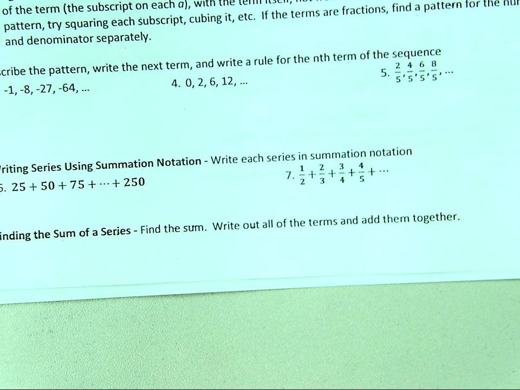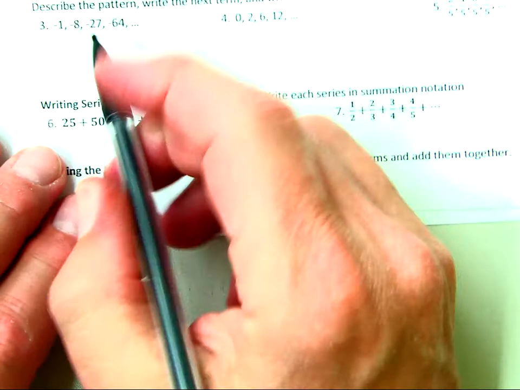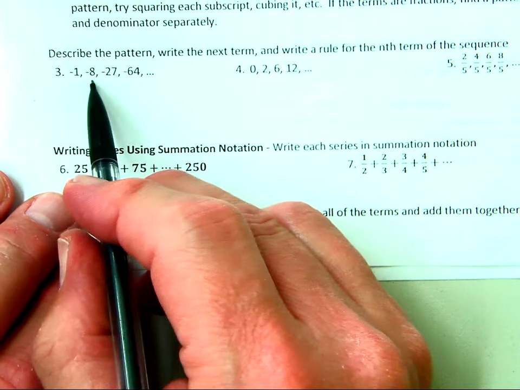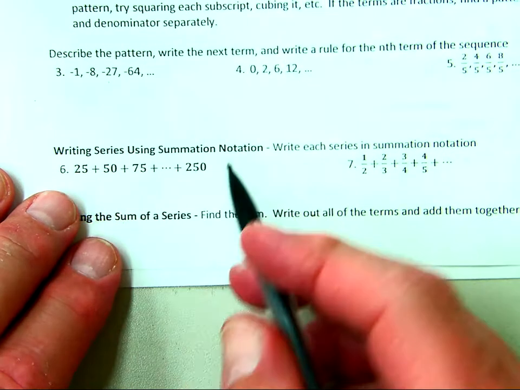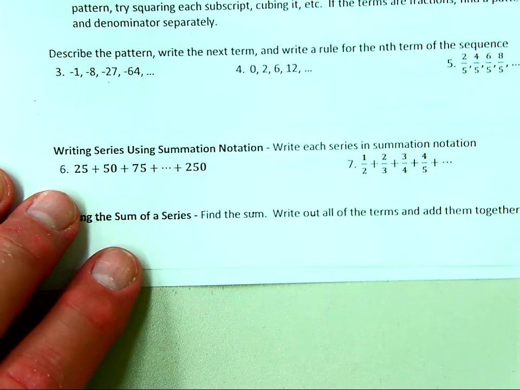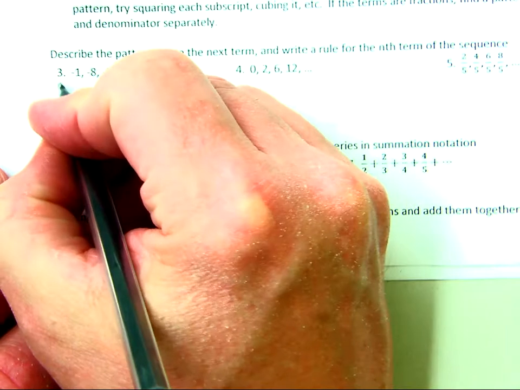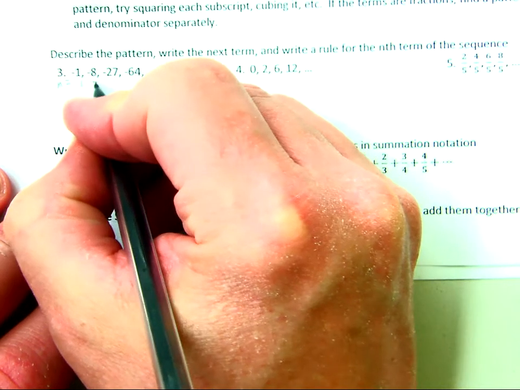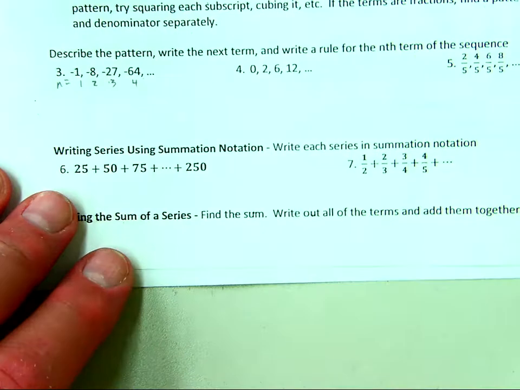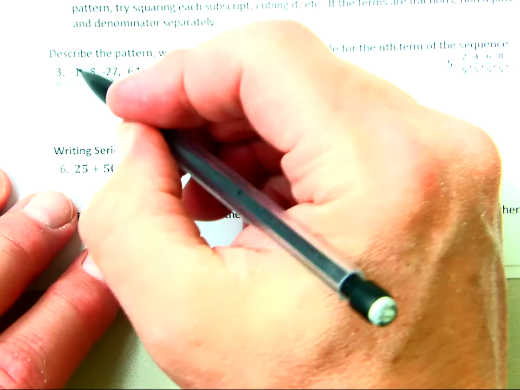Like here, they're going the opposite direction. So here, notice they gave you the sequence: negative 1, negative 8, negative 27, negative 64, and we need to come up with the formula a sub n. The first thing I always do is number these: 1, 2, 3, 4, and I look for some pattern here.